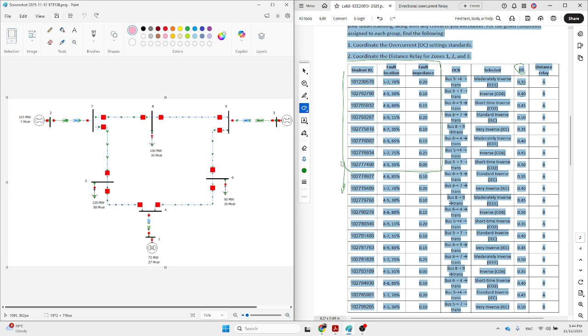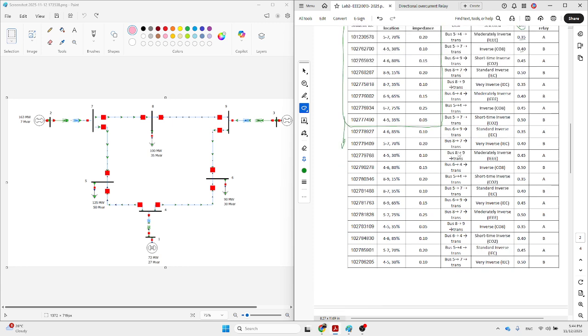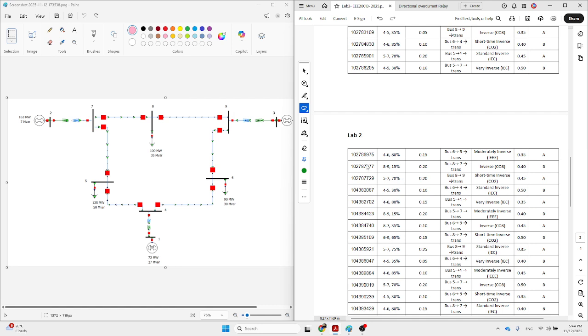Okay. Then again, assume for the first person, we have this. Let me start with another person, to be a bit fair. Okay, assume we have a fault at 4 to 6 80%. The fault is here.